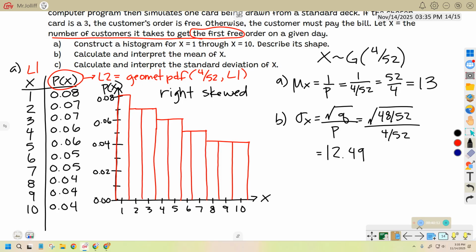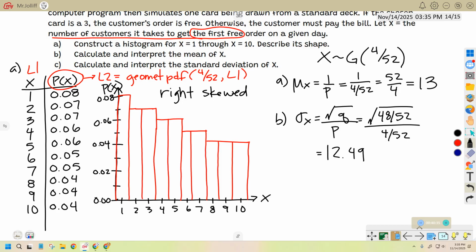Which tells me my spread's pretty big because the average is sitting at 13, but that middle chunk of my data is between half a person and 26 and a half people, right? So that's a very big spread.